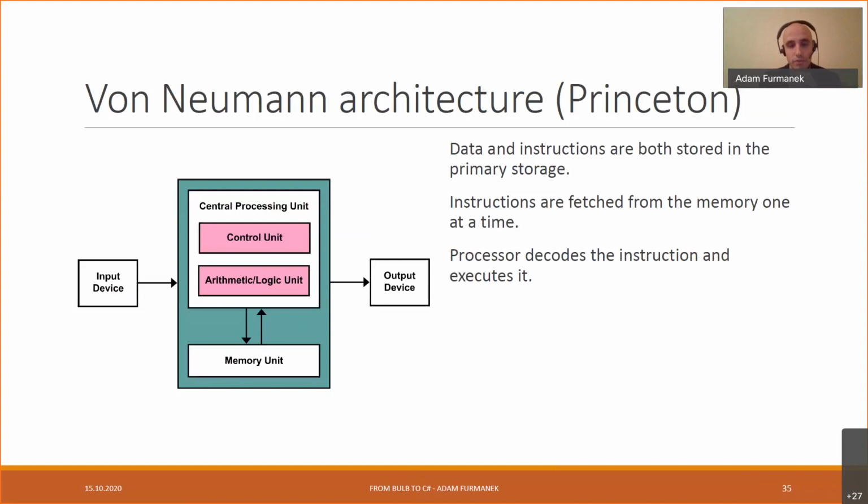The most important thing here is how we address the data and the instructions in our computer. In von Neumann architecture, both data and instructions are stored in the same storage, and they have one address space, meaning that we can take some data and use it as an instruction, or the opposite: we can take an instruction and use it as data.